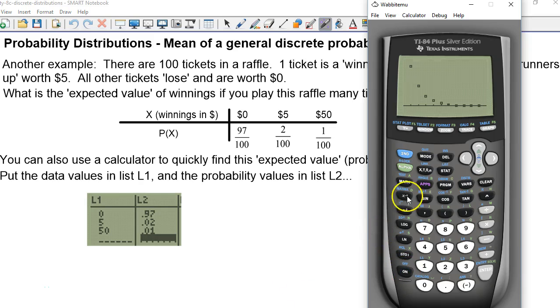Okay, by the way, you can also use a calculator to quickly find this expected value if you have a probability model. Let me walk you through the process for that. So let's go back to the command line and we'll clear out our lists. Memory menu for clear lists. So I'm going to go Stat, Edit.